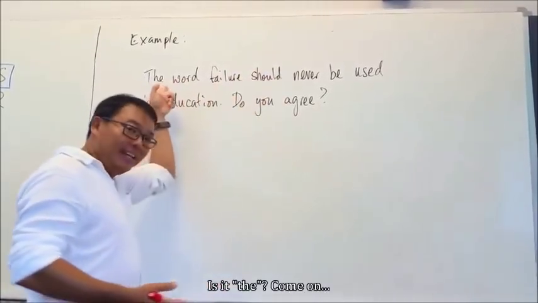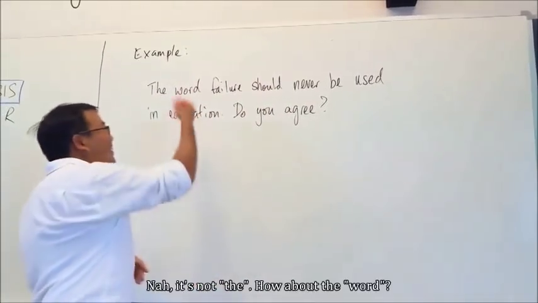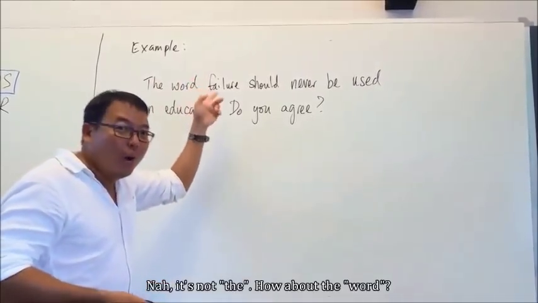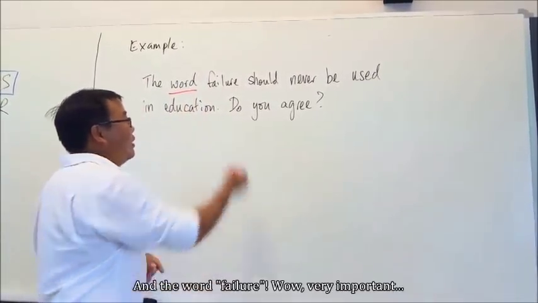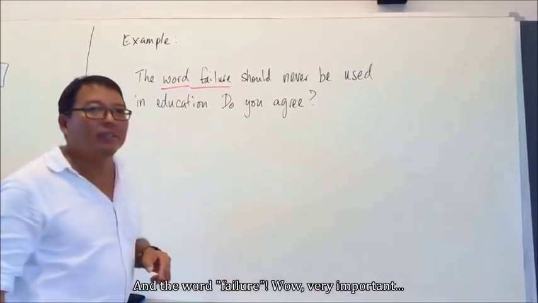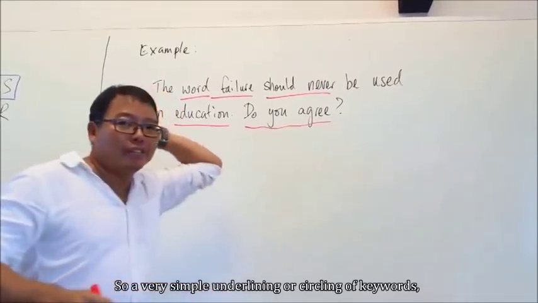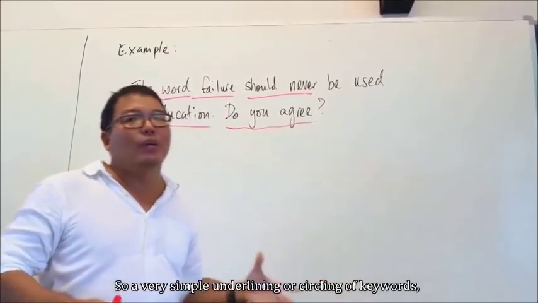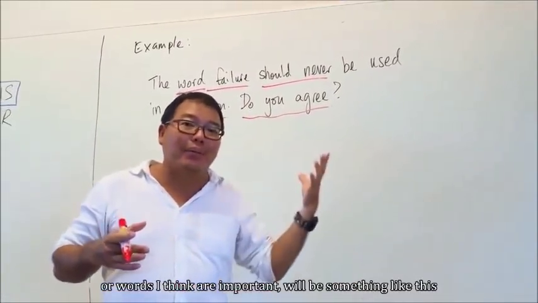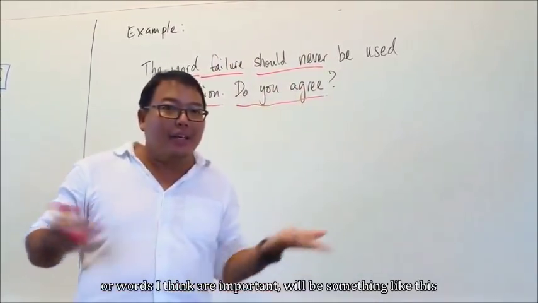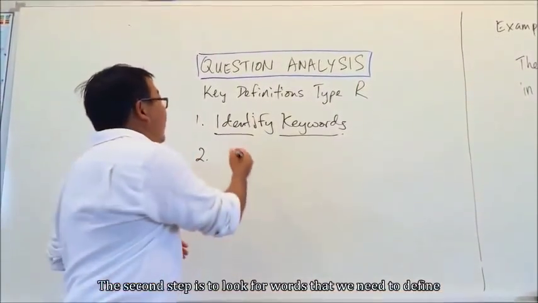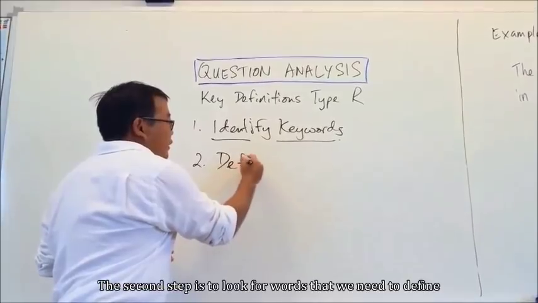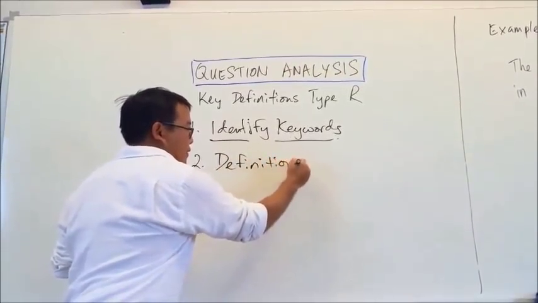Is it the? Come on, it's not the. How about the word? Perhaps it's important. And the word failure. Wow, very important. So a very simple underlining of keywords or words I think are important will be something like this. A very simple step. The second step is to look for words that we need to define.